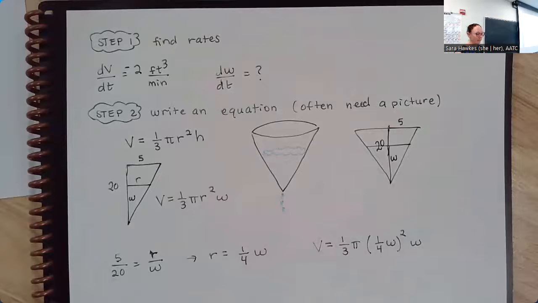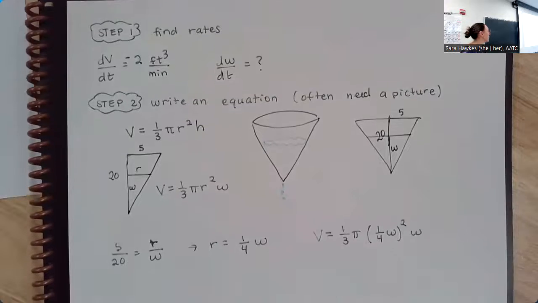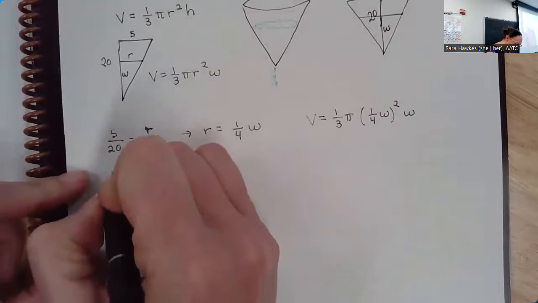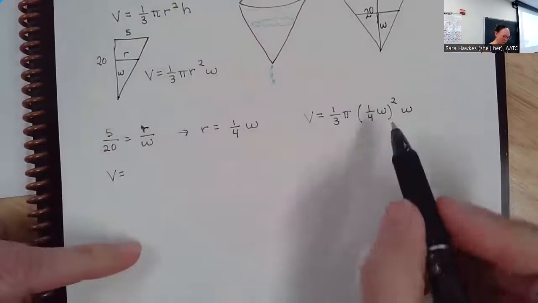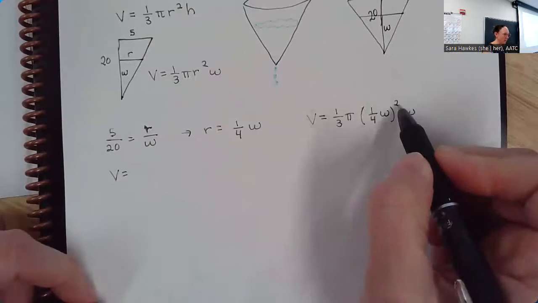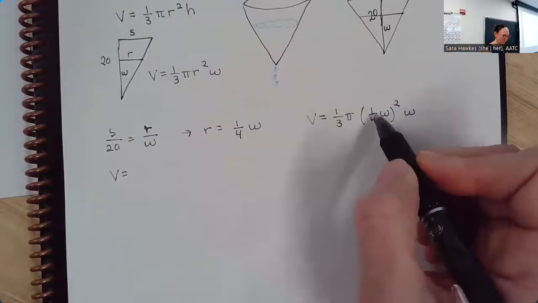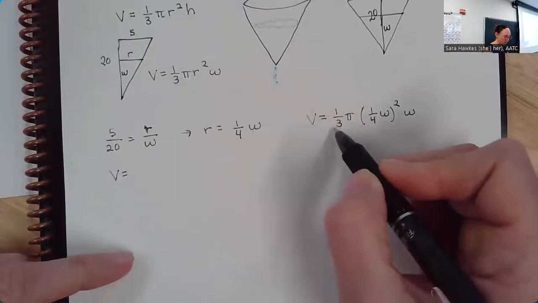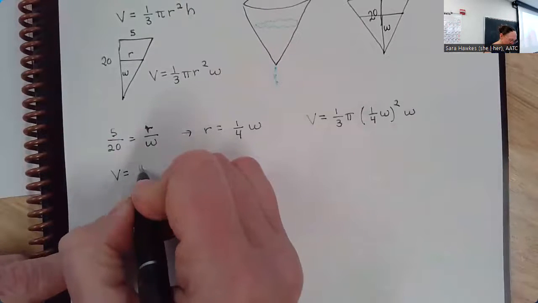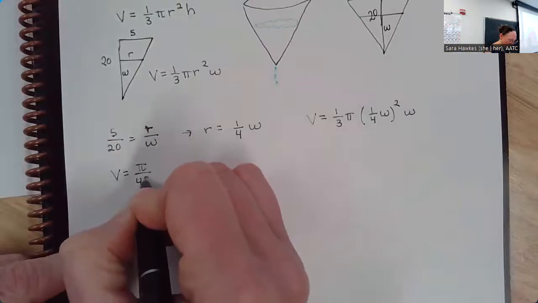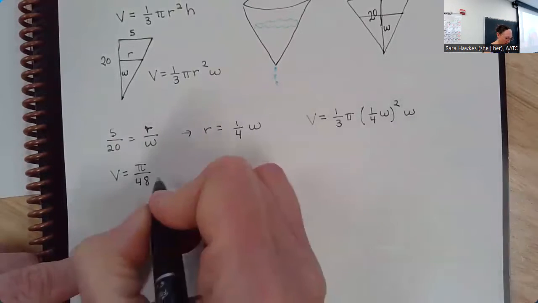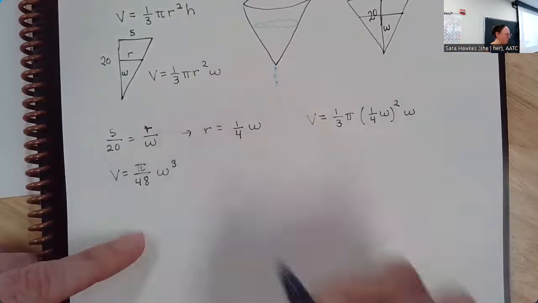And I would recommend, before we move on to step 3, which is to take a derivative, that we try to clean that up a little bit at least. Clean up the numbers and stuff. So 1/4 squared, that's a fourth times a fourth. So that's 1/16. 16 times 3 is 48. So I've got pi over 48. W squared times another W is W cubed.